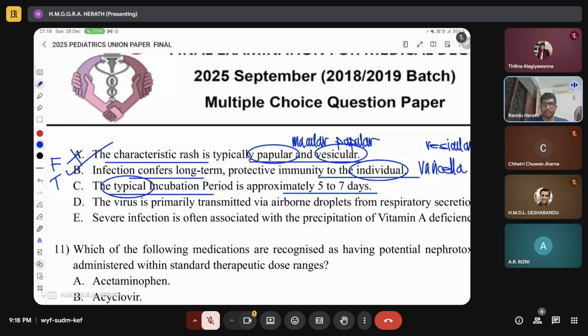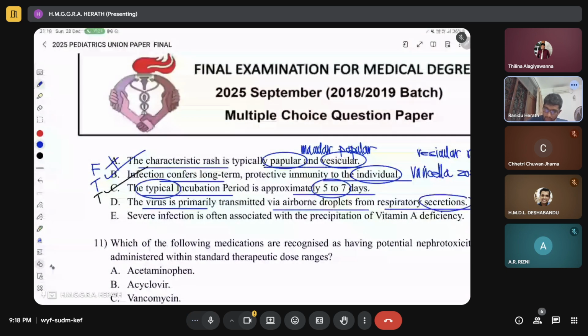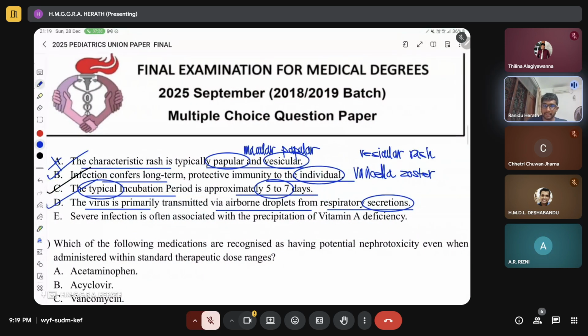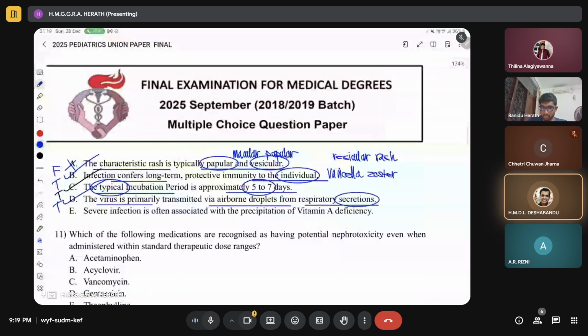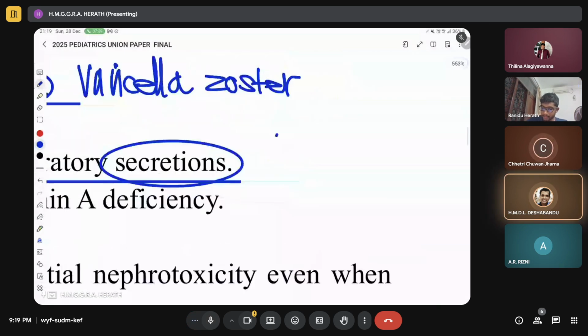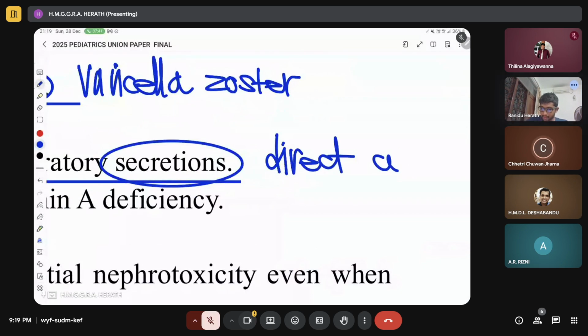Okay. Typical incubation period is approximately 5 to 7 days. True or false? This is true. The virus is primarily transmitted via airborne droplets from respiratory secretions. True or false? What is the other way of transmission? True. Right? There is another way of transmission. What is that? Direct contact.